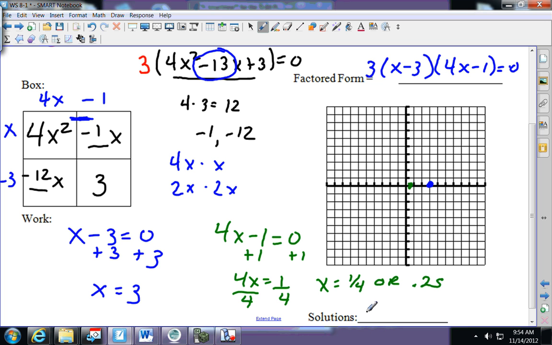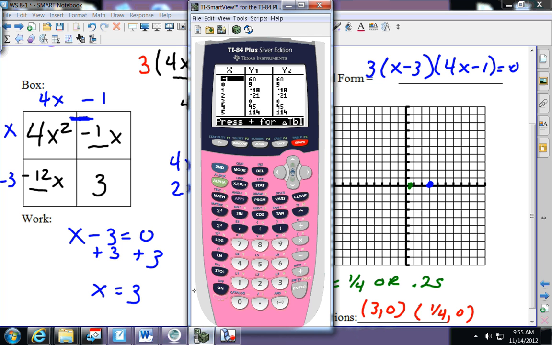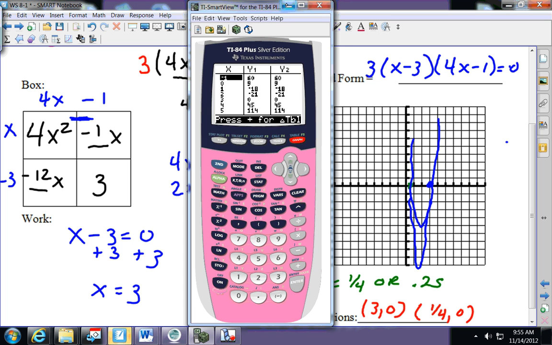So my solutions are 3, 0, and you can either write 1/4, 0 or 0.25, 0. It doesn't matter. And then, let's see, I don't know if it showed us our vertex nicely. No, it's a large number. So then we can just sketch a parabola. Really, this goes much farther down. Move the calculator. I'm trying. There we go.